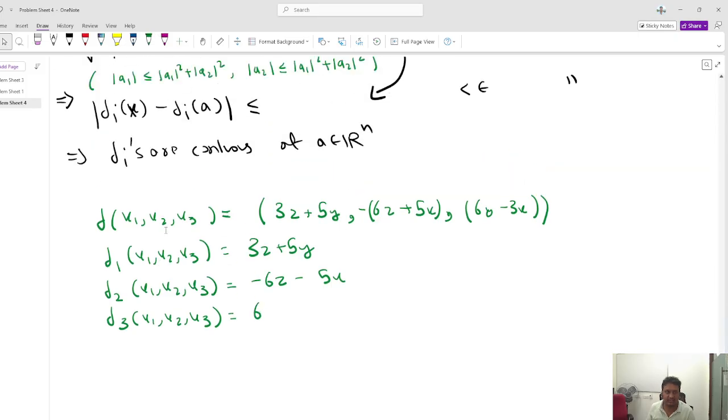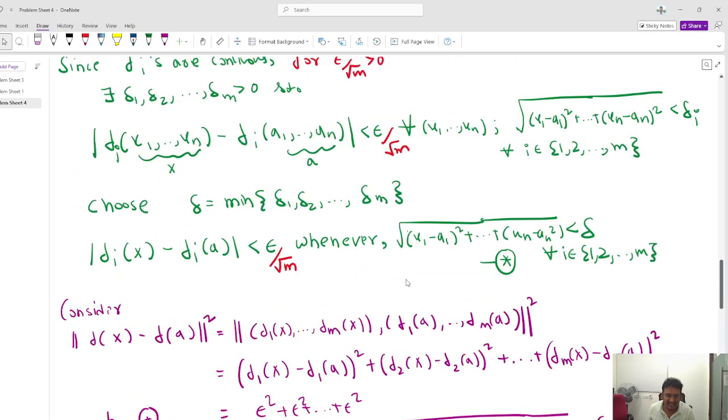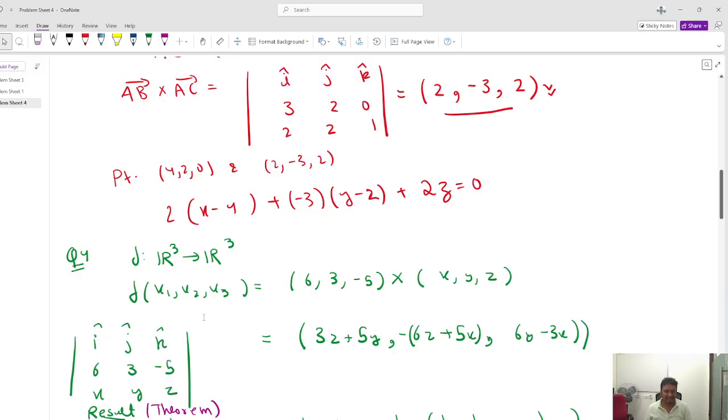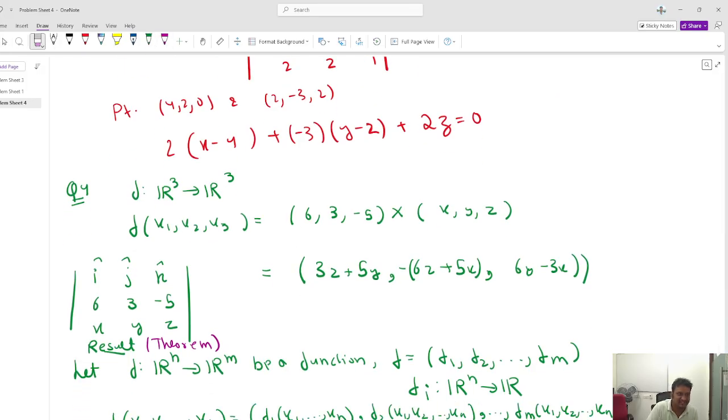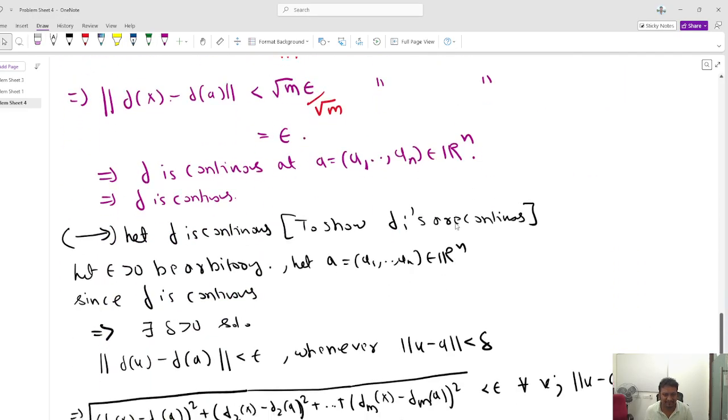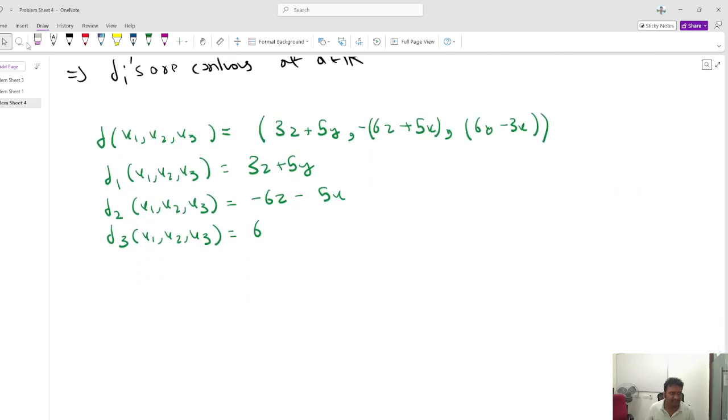I'm taking x1, x2, x3, and I'm writing coordinates as x, y, z. So let me change it. So this will be x, y, z. Sorry for this silly thing. This happens when you are very tired, and which I am.